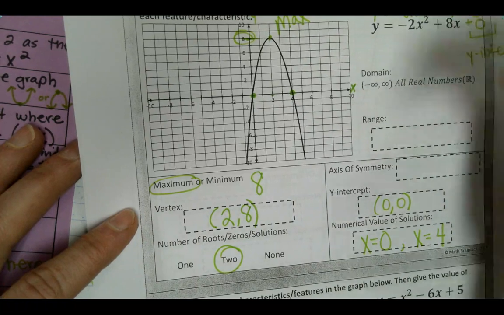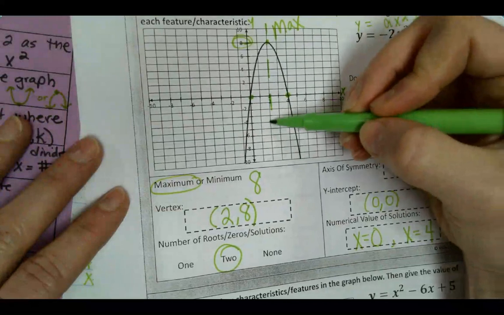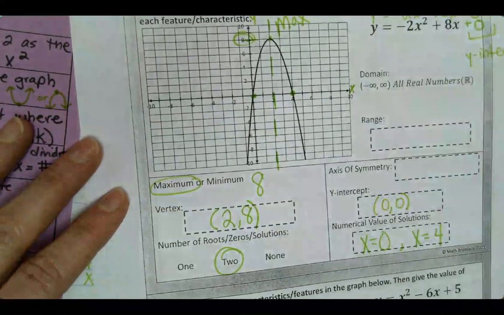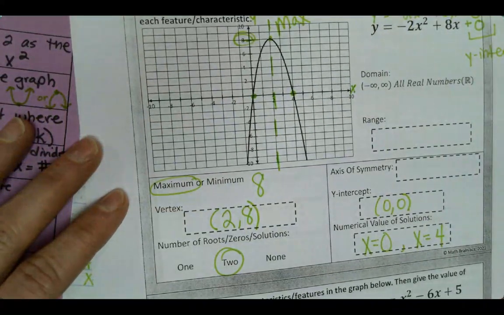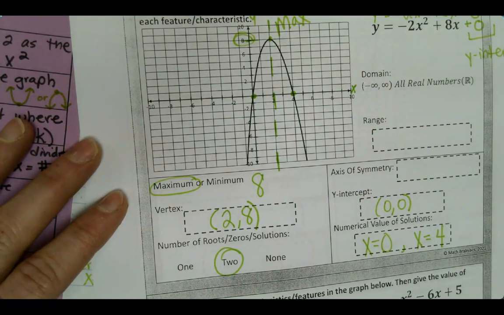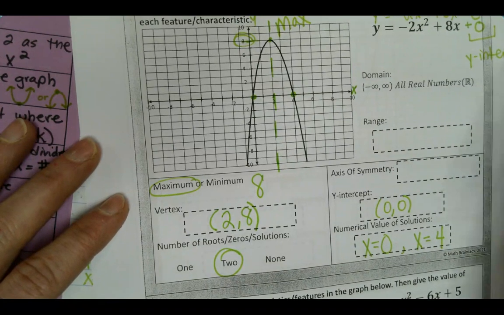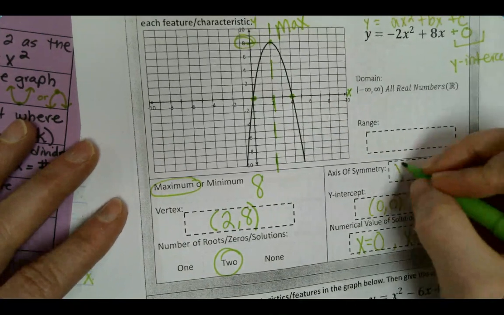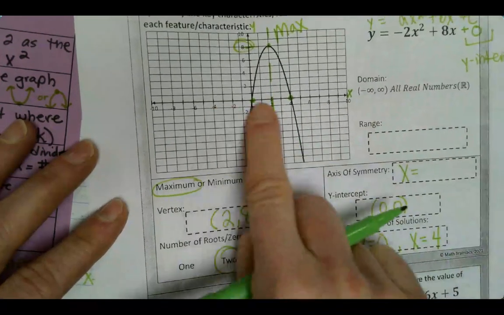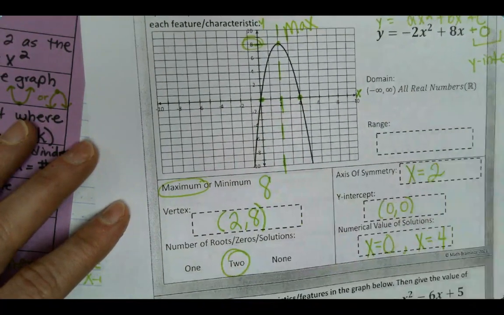Okay, axis of symmetry. Draw your dotted line down the middle. It's a vertical line. Remember, it's x equals some number. Where does that vertical line go through on the x-axis? 2. So our axis of symmetry is at 2. X equals 2.